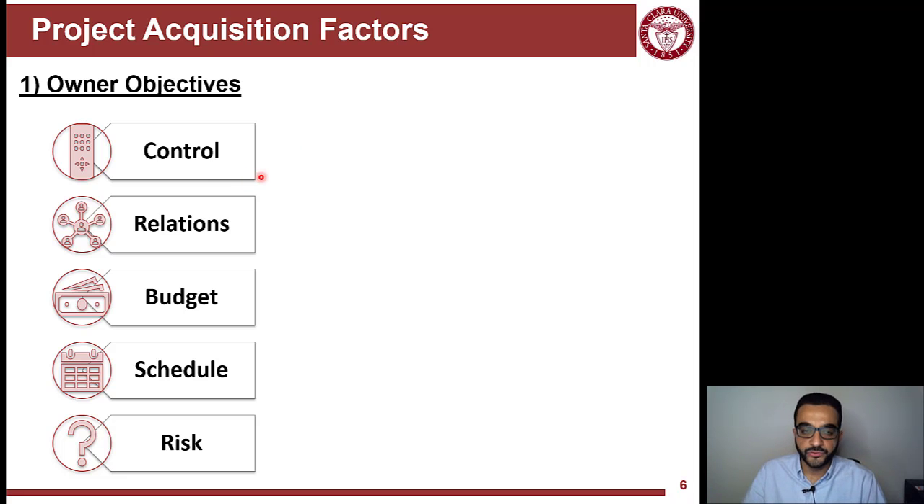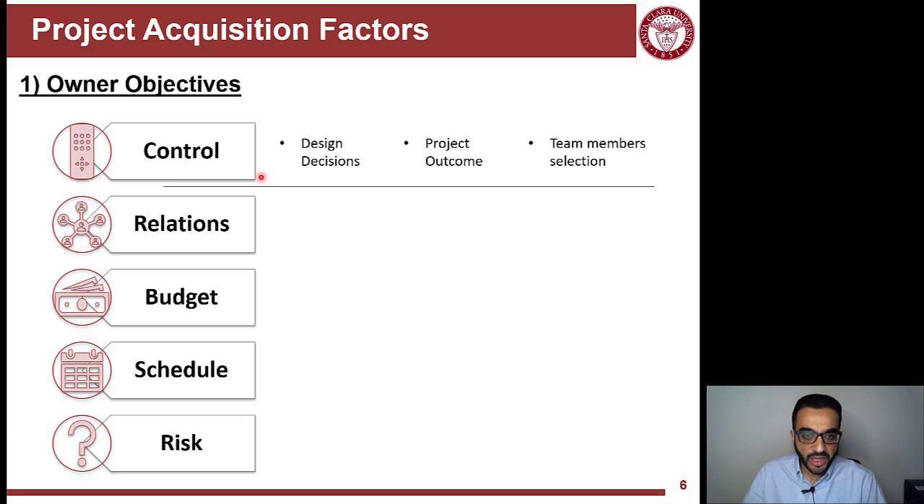First of all, owners want to have control. They want to have control in the design and have a say in the design decisions. They want to have control in the project outcomes, so it's not like, here, go build me a building and come back. I have to define what I want in this building and have some control on how this defined requirement is translated. And also I want to have control on who will be working on my project, right? So that's the control aspect.